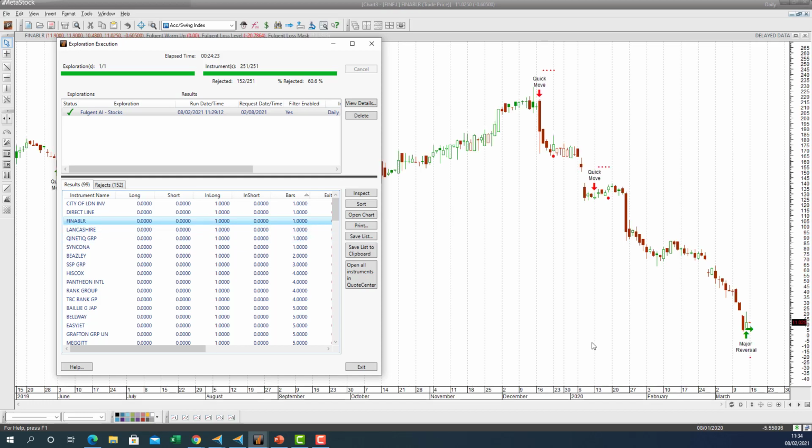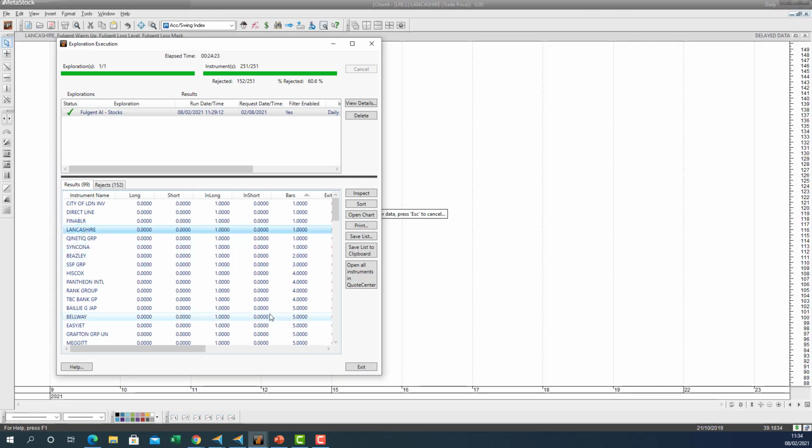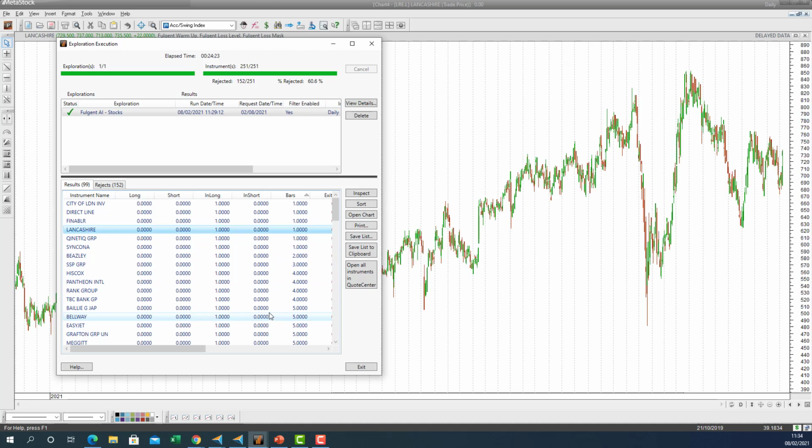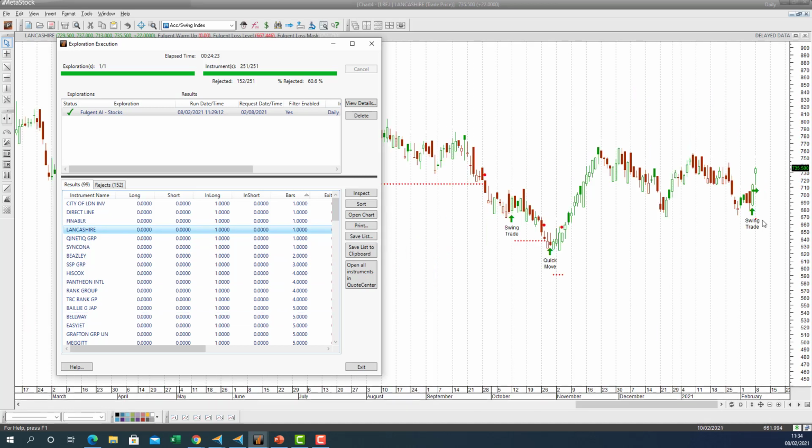So we can see also another swing trade possibility. There we go. Major market reversal expected in this stock. So I keep that one on the watch list. Lancashire. There we go. In a swing trade there, it's already moved a little bit, so keep an eye on that one's price performance this week.